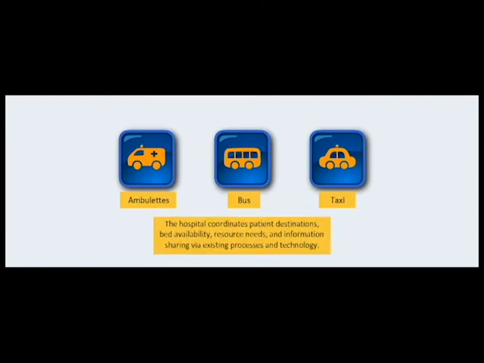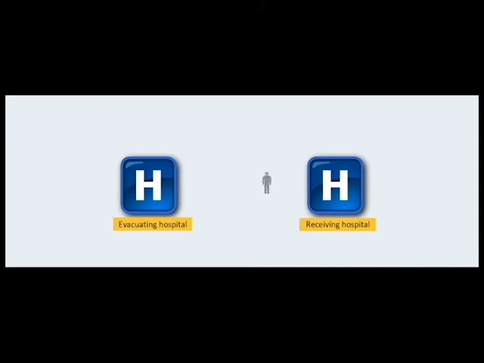The hospital coordinates patient destinations, bed availability, resource needs, and information sharing with local and state partners via existing processes and technology. At the onset of the evacuation event, the hospital may send minimal staff to the receiving facilities. Staff from the evacuated hospital will then function under the direction of the receiving facilities management. At the outset, these staff members will remain on their original payroll and benefits programs. Other financial arrangements between the hospital and the receiving facilities are assessed at the time of the event.